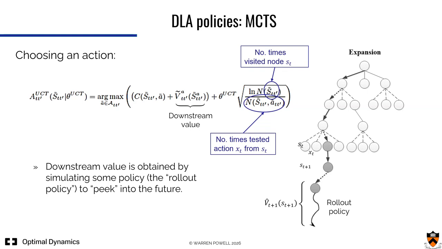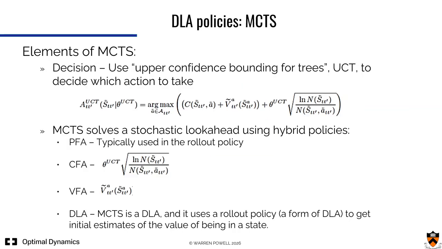I'm doing a look-ahead policy, direct look-ahead policy, but within the direct look-ahead policy, I have a policy at node S tilde where I'm going to choose action A tilde by optimizing this term, which has both a value function and a heuristic bonus term. So notice that this policy, we have a PFA, that's the rollout. We have a CFA, that's the bonus term. We have a VFA, and everything rolled together is a form of DLA. Okay, so we're just sort of throwing everything in there.